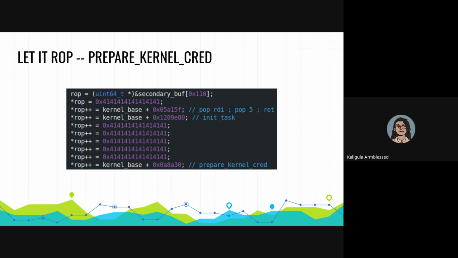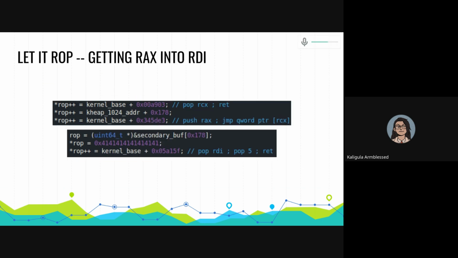So prepare_kernel_cred, this one is quite easy. Basically just find any gadget that lets you control RDI, pop init_task into RDI, which you can calculate from kernel base, and then just call prepare_kernel_cred. This is quite simple. The annoying part is after prepare_kernel_cred returns, it puts whatever you want into RAX, but you need to get that into RDI because you need to call commit_creds.